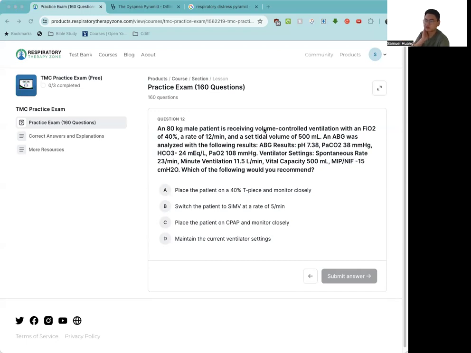All right, yeah, so the NIF's decent. So it looks like he's not ready for spontaneous breathing trial. Tidal volume 500. That's good. So I think at this point he's good. He's good to be kept on these ventilator settings. Perhaps we can try CPAP. They're within normal ranges.